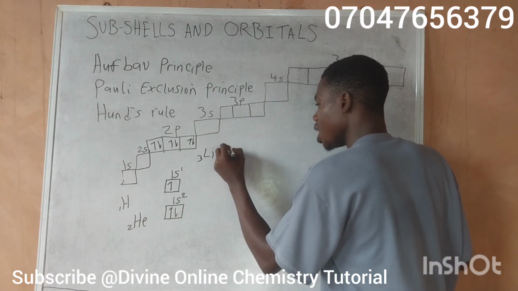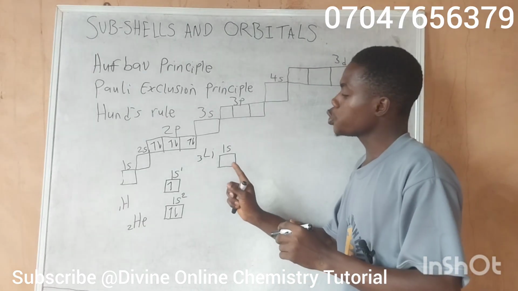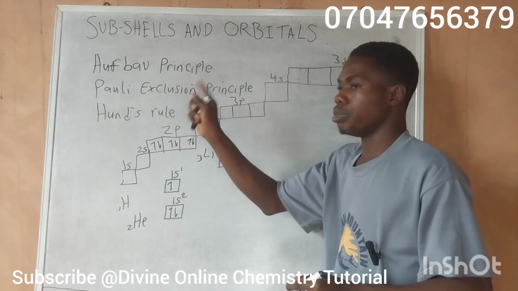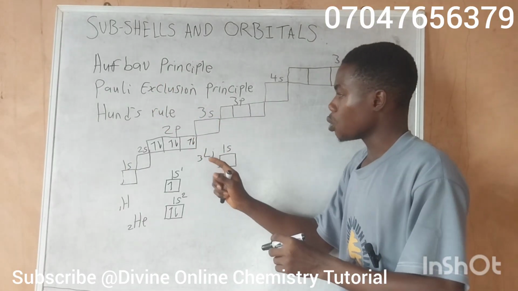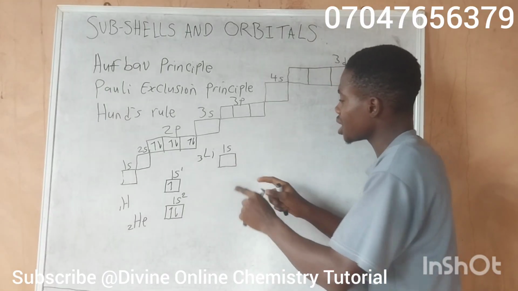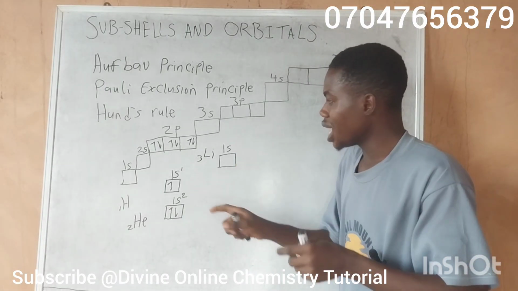The one with 1s here. Lithium has 3 electrons, and you must always start with the 1s, as proposed by the Aufbau principle. You must always start with the 1s, the one with the lowest energy level. The s subshell can carry a maximum of 2 electrons, and lithium has 3 electrons.